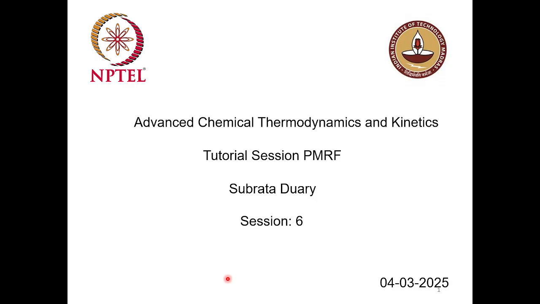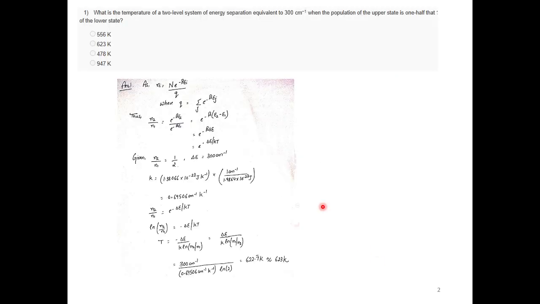So the first question is this. What is the temperature of a two level system of energy separation 300 centimeter inverse when the population of the upper state is just one half of that of the lowest? Ni equals N times e to the power minus beta Ei, where beta is a constant considered as 1 by kBT, and q is the partition function. The partition function can be written as a summation of e to the power minus beta epsilon j, which takes the exponential term of all the states, not only the ith state.